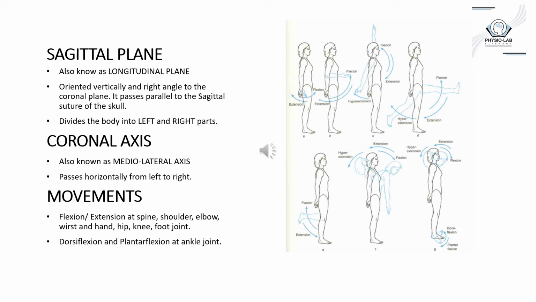The movements in the sagittal plane around the coronal axis are flexion and extension at spine, shoulder, elbow, wrist and hand, hip, knee and foot joints, dorsiflexion and plantarflexion at ankle joint.